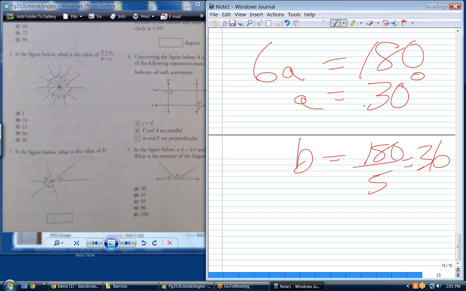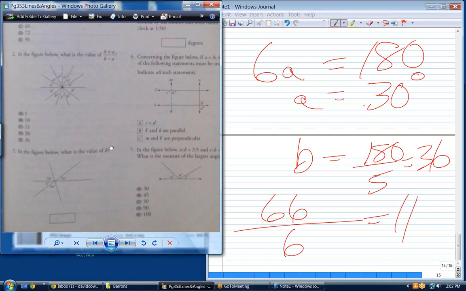So what is B plus A divided by B minus A? Well, B plus A is 66, yeah. And then that's divided by 6, that's 11. That's the answer. Great.